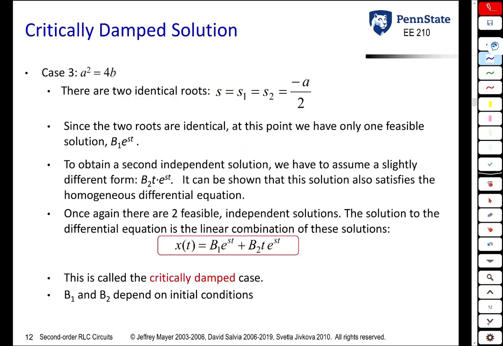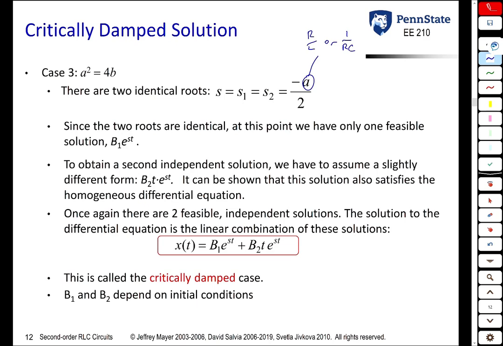Okay, we're finally ready to briefly talk about the third of the three cases. These are critically damped. These are the cases where the radicand is 0, when a squared equals 4b. What we're going to see is now we have two identical roots. S1 and S2 are both going to be the same. It's going to be minus a over 2. Remember what a is. A is either R over L or 1 over RC, depending upon whether we have a series or parallel RLC circuit.